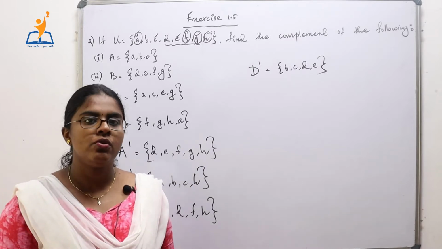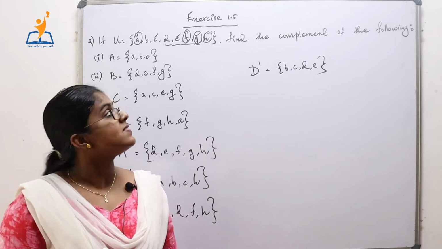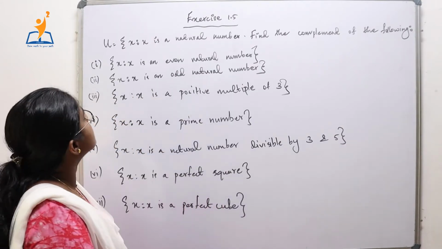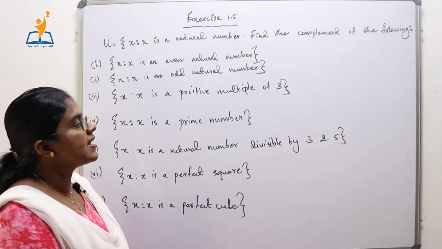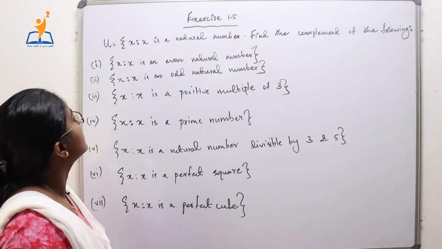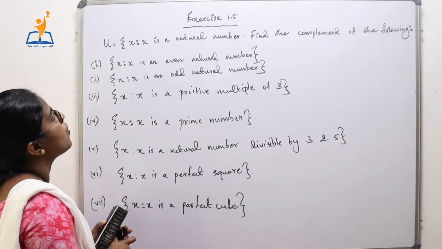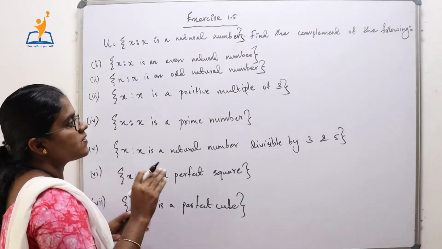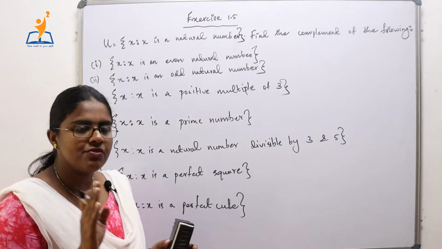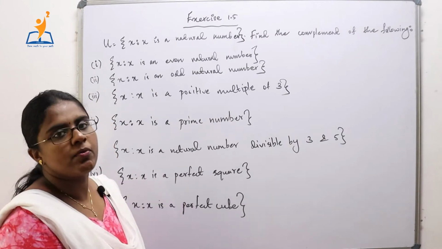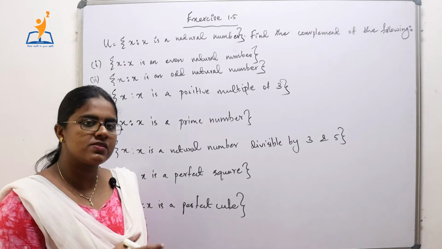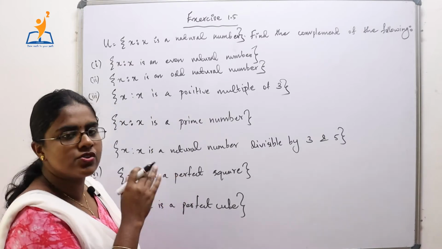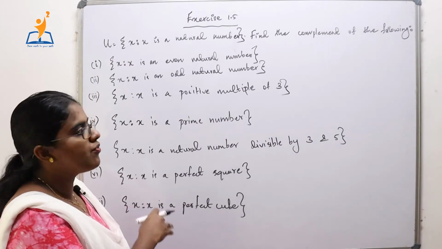Now we shall move to question number 3 of exercise 1.5. Now the third question is, we are given a universal set. What is our universal set? The universal set is the set of all x such that x is a natural number. Therefore, the universal set is the set of natural numbers. Find the complement of the following sets. So, considering natural numbers as the universal set, we are going to find the complement of the following sets.